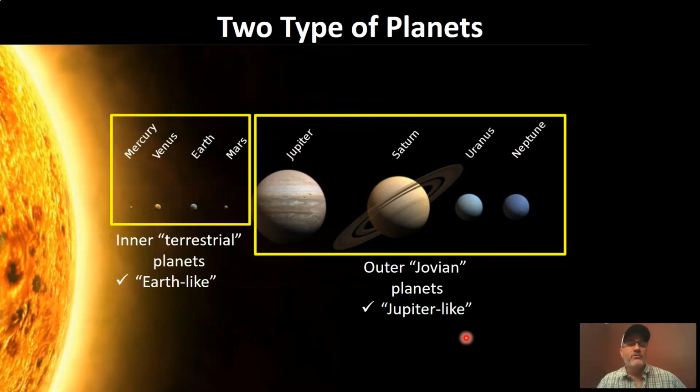So we have 2 types of planets. We have our inner planets, which we call terrestrial. Those are our warmer planets. And we have our outer planets, which we call Jovian, which are going to be those planets that are like Jupiter.